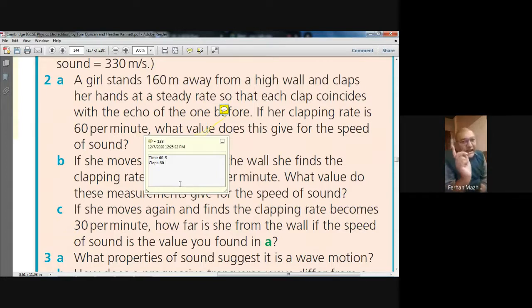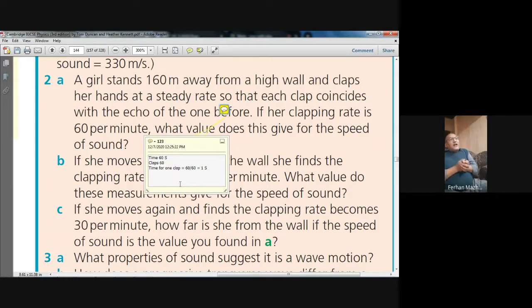So what is the time between one clap and the other clap? That will be 60 divided by 60, so 1 second for one clap. If you read that statement very carefully, you will understand that in 1 second, when she claps, the sound waves go and reflect from that wall and come back.